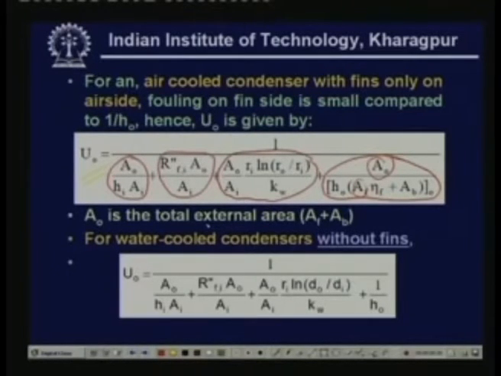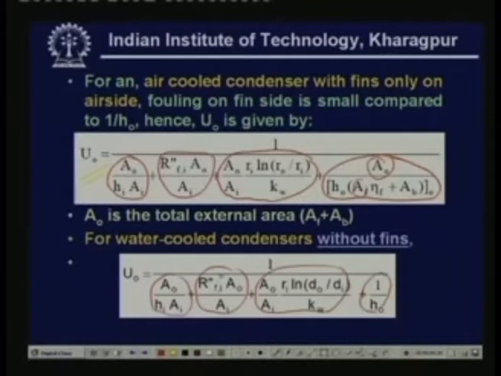And for water cooled condensers without fins, further simplifications are possible. Since there are no fins either on the outside or inside, you do not find any fin efficiency or fin area. And for water cooled condensers, in which the water flows through the tubes, the fouling on the outer side, where the refrigerant flows, is generally negligible. So you do not find any fouling resistance on the refrigerant side. So you have the internal convective resistance on the water side, the fouling resistance on the water side, the resistance offered by the wall, and the refrigerant side convective resistance.